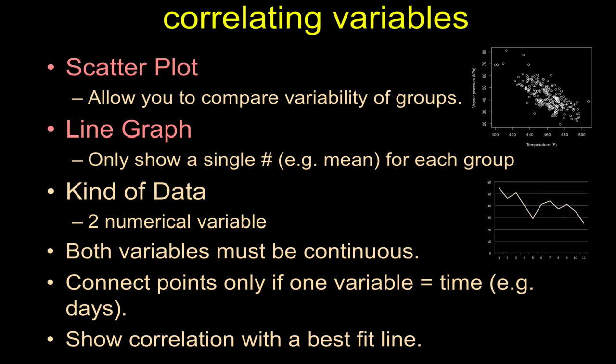Both of these variables need to be continuous, meaning they can be any value, they're not constrained to be two or three values in some type of categorical distribution.